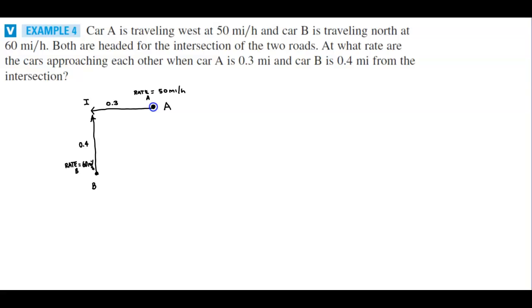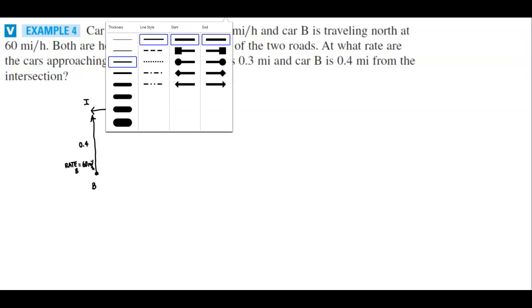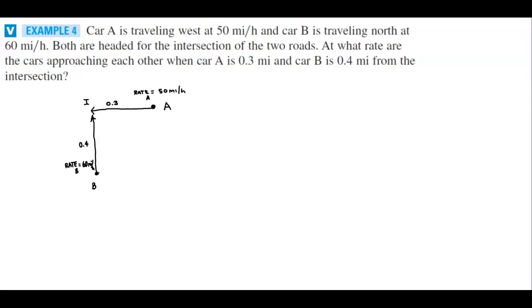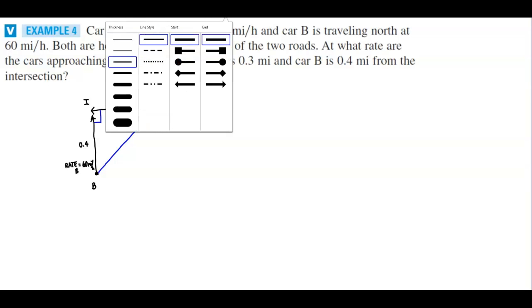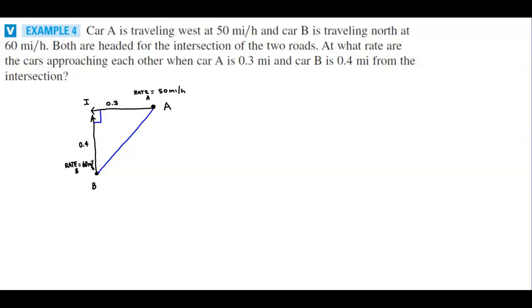Okay, so what we want to do first is find out the distance between A and B. So if we have this intersection, this is going to form a right triangle. What we would like to do is figure out the value of this side here, which we're going to call C.